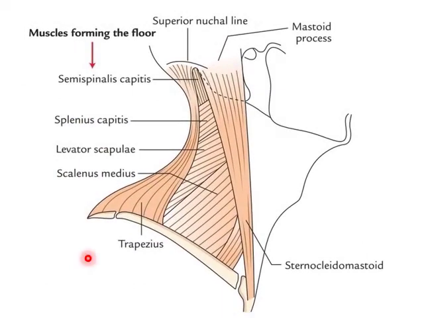Again, one more time, these are the muscular boundaries for the posterior triangle: anteriorly the sternomastoid, posteriorly the trapezius. The floor is formed by the scalenus anterior, scalenus medius, scalenus posterior just behind the scalenus medius, levator scapulae and splenius capitis. Splenius capitis sometimes is followed by the semispinalis capitis at the uppermost part of the triangle.